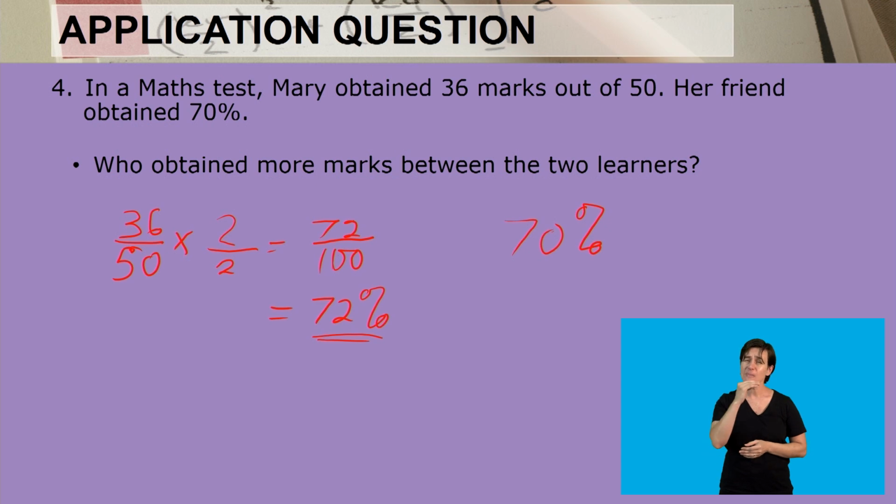And now that means Mary obtained 72% and her friend obtained 70%. Therefore, Mary has more marks than her friend, which means we first have to convert them to the same form of percentages, then we are able to compare them and see which one is greater than the other.